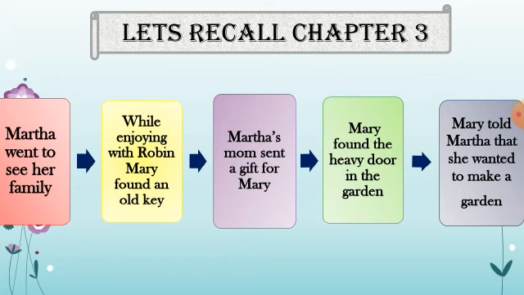The garden was the most mysterious place anyone could imagine. There were hundreds of plants and rose bushes, but everything looked like it had died. Mary noticed some green plants and decided to help the flowers grow. Mary told Martha that she wanted to make a garden.